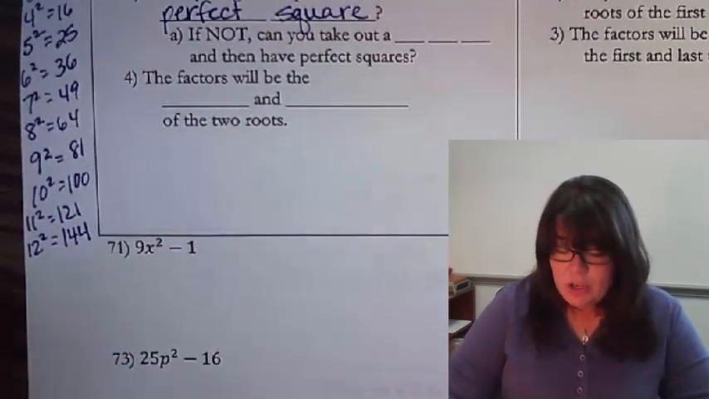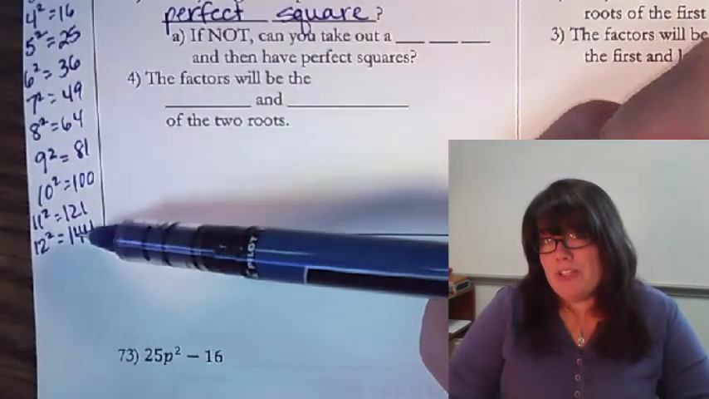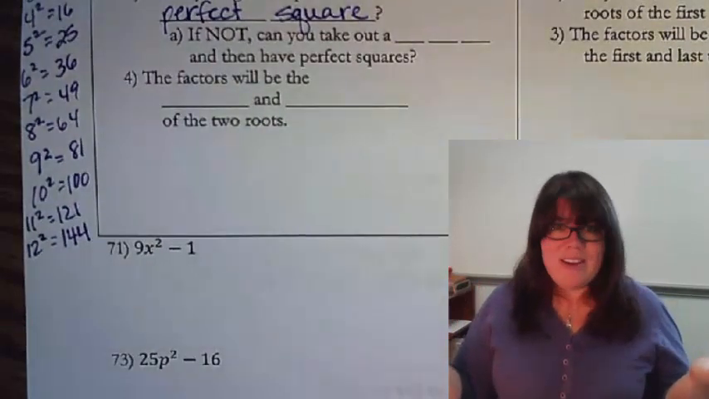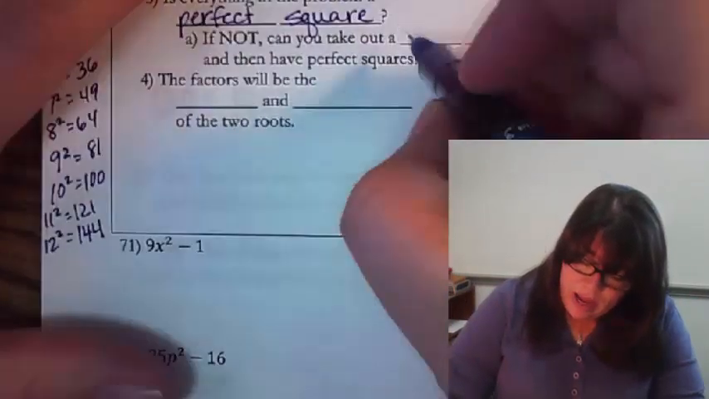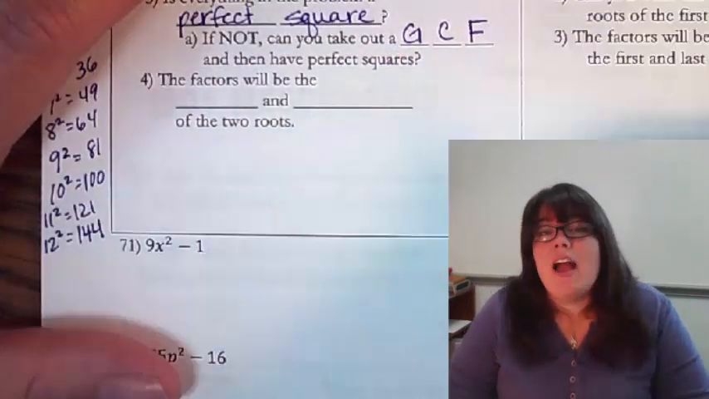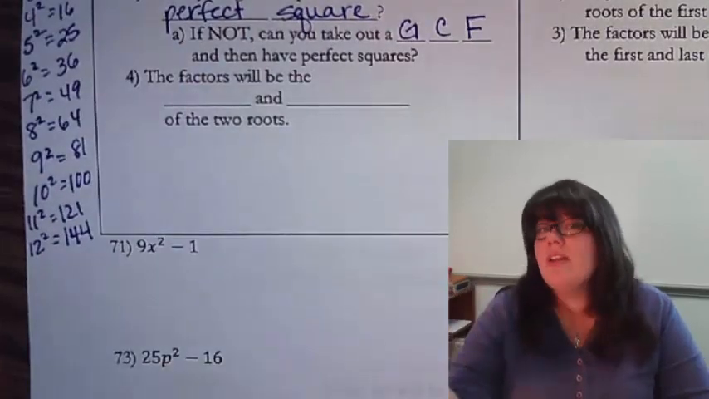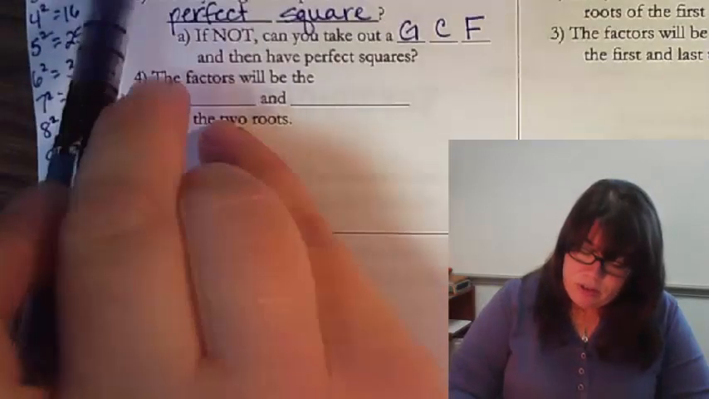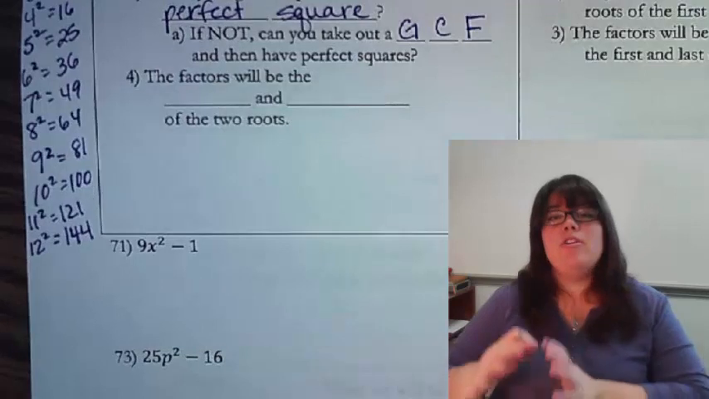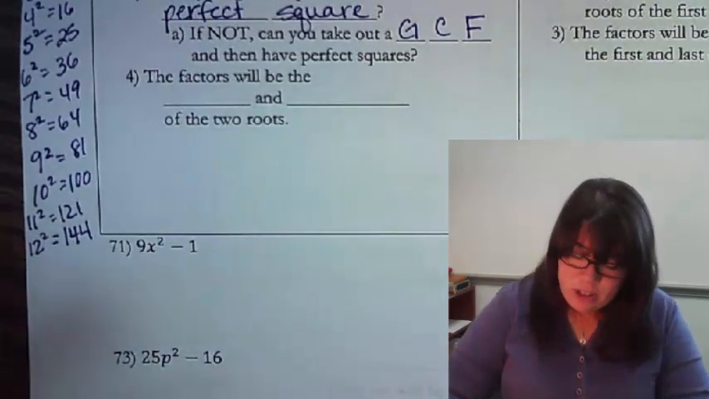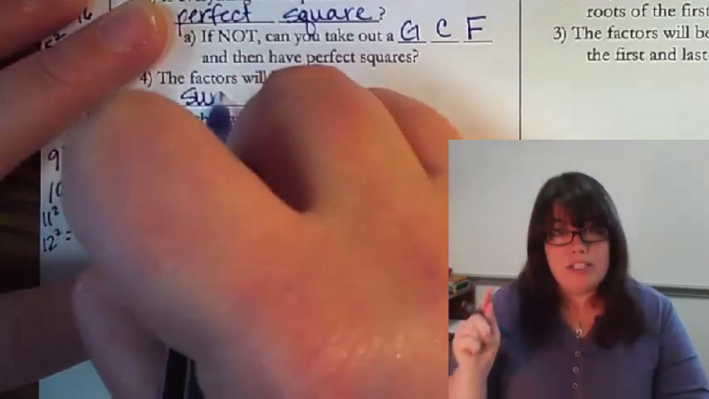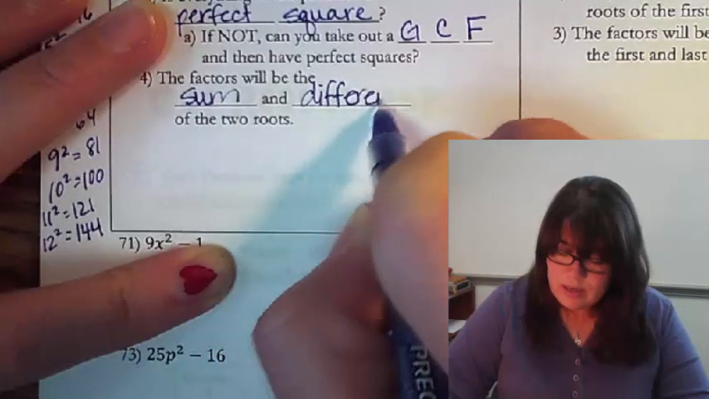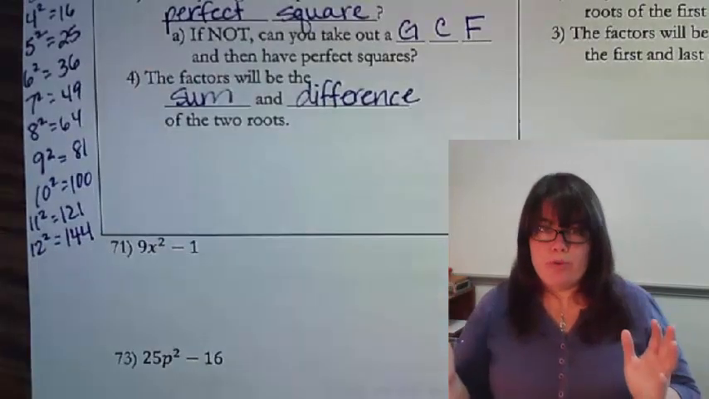So you're looking to see, is everything in this binomial a perfect square? Then once you've established that yes it is, or what if it's not? If it's not a perfect square, then you ask yourself, can I take out a GCF? If I take out a GCF, then do I have perfect squares? That's what you want to see, because we are looking for a difference of squares. If you do, then you're going to factor it in this special way where the factors will be the sum, meaning addition, and difference of the 2 roots.